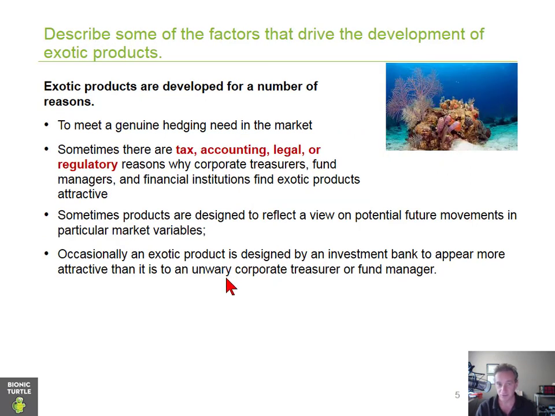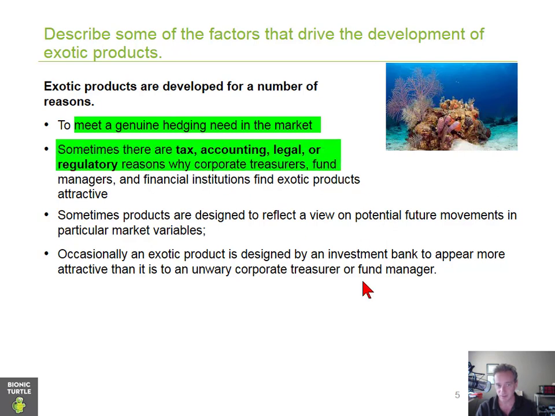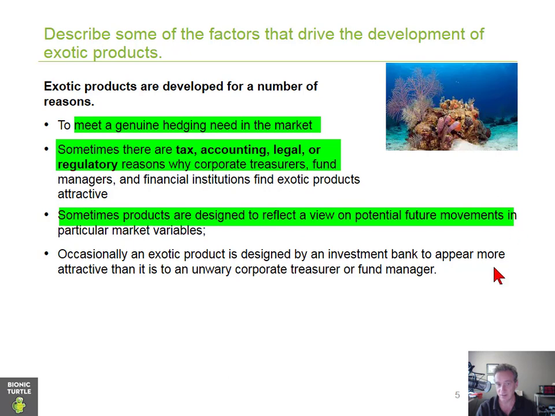What are some of the factors that drive the development of exotics? Well, they could meet a genuine hedging need in the market. Sometimes there are tax, accounting, legal, or regulatory reasons. And in the case of speculation, they can certainly be designed for the speculator to take a view on potential future movements in market variables.